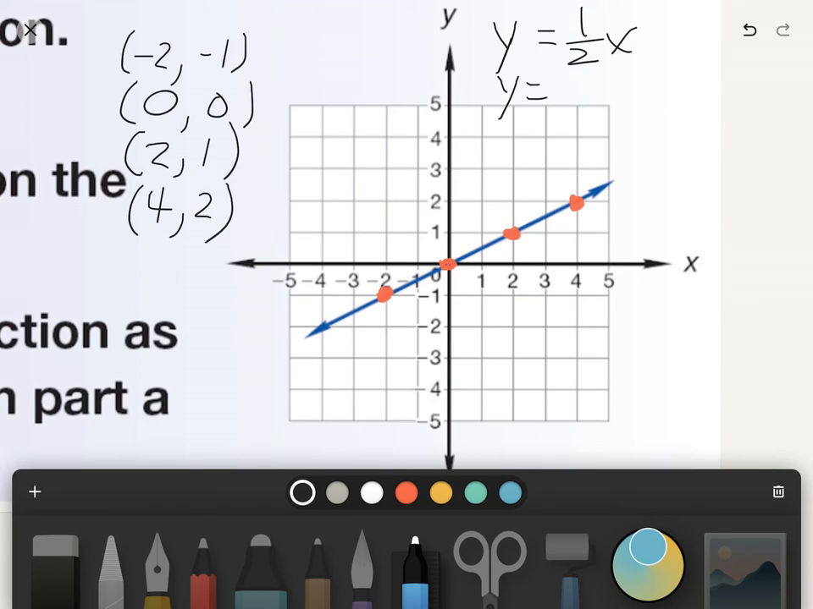Yes, very nice. That makes sense, because it's x divided by 2. So 1/2 times x would get you there. Also, x divided by 2 would also get you there.